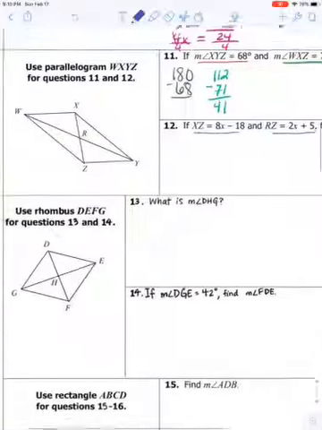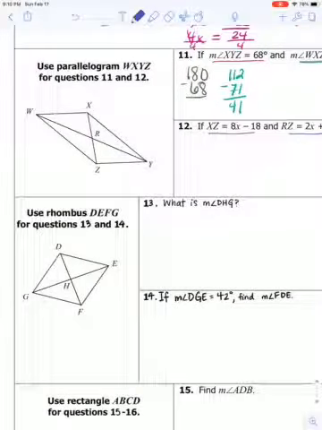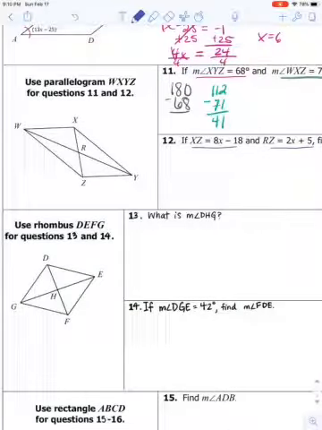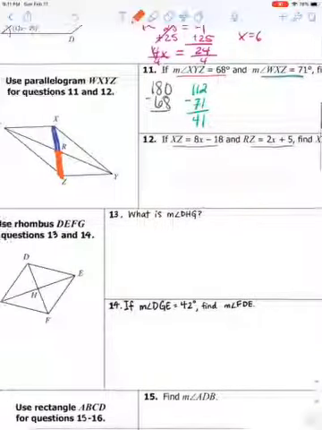Okay. Then we're not doing anything with 180 or anything like that. We just have to figure out, well, do I set them equal? Do I have to multiply anything by 2? That's what we want to figure out. So if the entire diagonal here is 8x minus 18, but then it tells me that RZ, which is only this portion of the diagonal, is 2x plus 5, find XR.